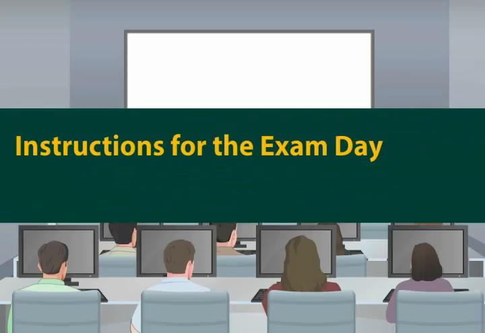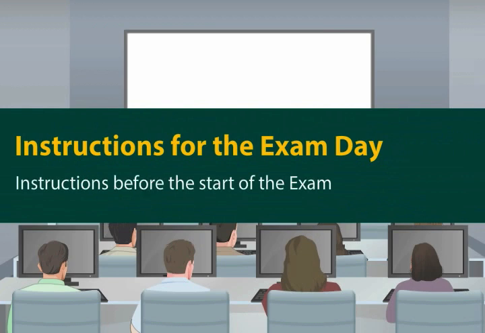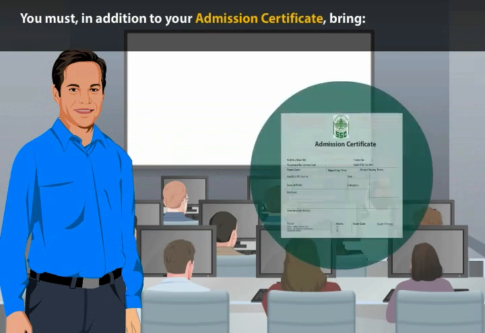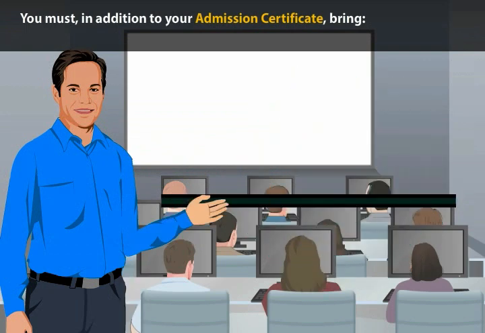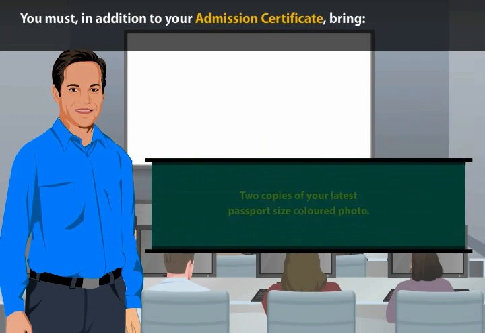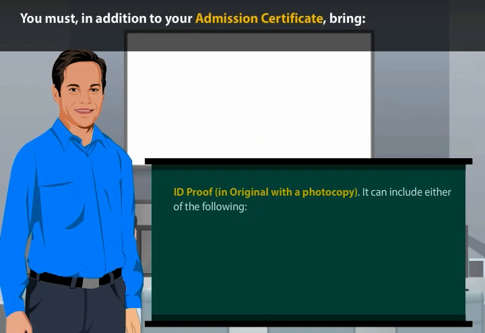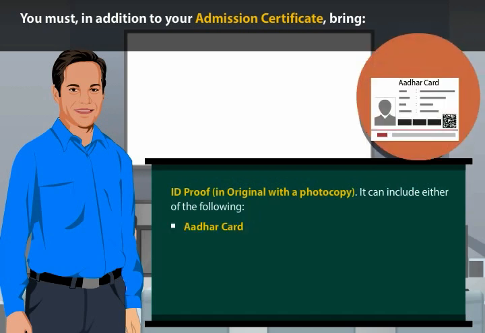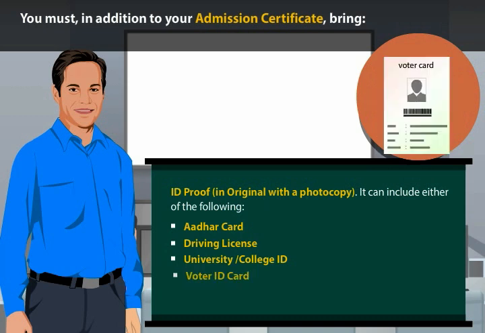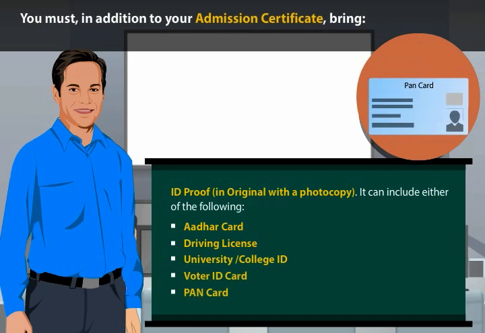Instructions for the exam day. Instructions before the start of the exam. You must, in addition to your admission certificate, bring 2 copies of your latest passport-size colored photo, ID proof in original with a photocopy. It can include either of the following: Aadhaar card, driving license, university or college ID, voter ID card, PAN card.